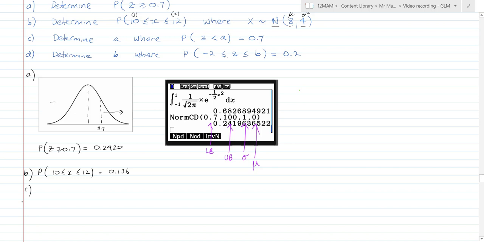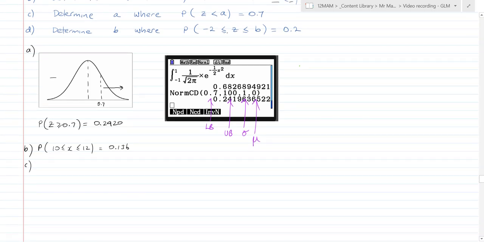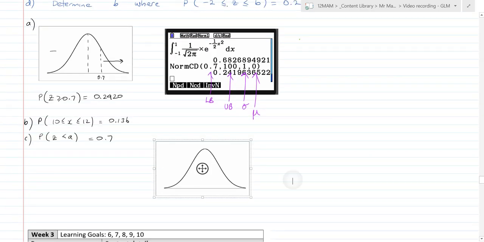And then we have C. Question C, determine A, where the probability that Z is less than A equals 0.7. So again, I'll show you how to do this in your calculator, but let's have a bit of a talk about this as well. If I was to grab a copy of this again and paste that, I want the probability that Z is less than A to be 0.7, so it's going to be up here somewhere. That will be our A. It's going to be above 0 because that has to contain 70% of the data, which means we want the point where that contains 20% of the data.